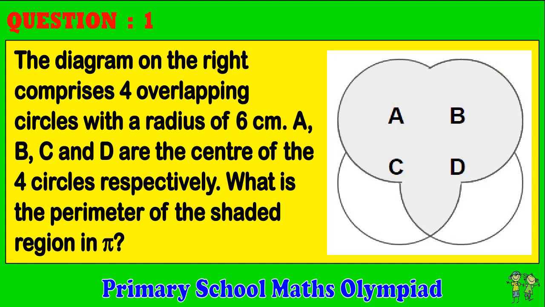Question 1. The diagram on the right comprises 4 overlapping circles with a radius of 6 centimeters. A, B, C and D are the center of the 4 circles respectively. What is the perimeter of the shaded region in pi?